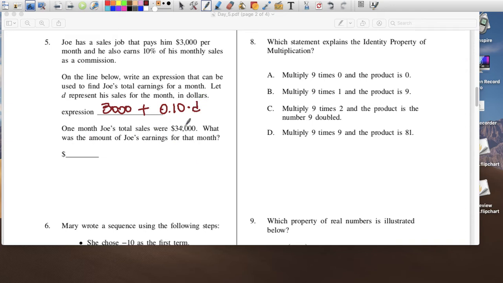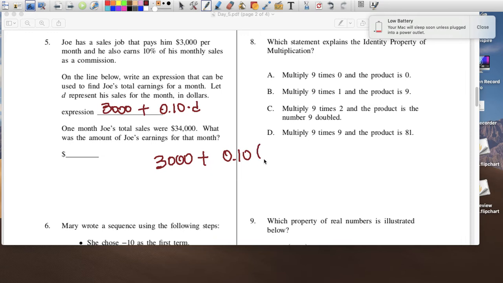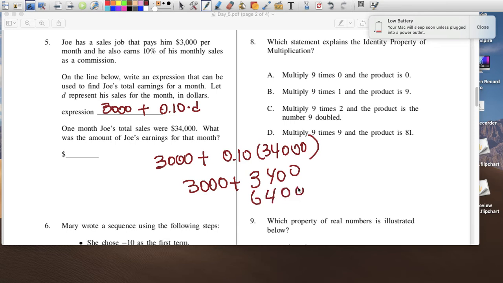So 1 month he sold 34,000 worth of items. How much did he take home? Well, it's 3,000 plus 0.10 times 34,000 worth of sales. So he's going to take $3,000 guaranteed plus 10% of 34,000, which is 3,400. So if you add those up, he took home $6,400.